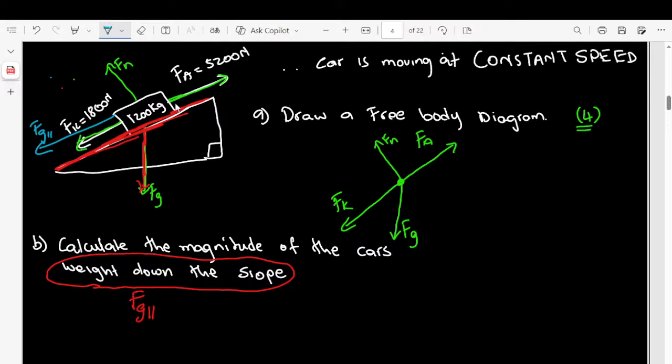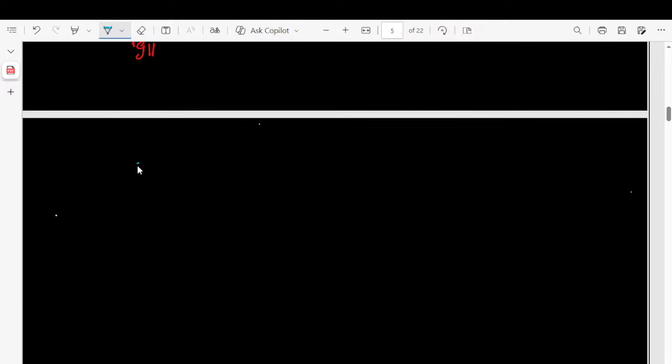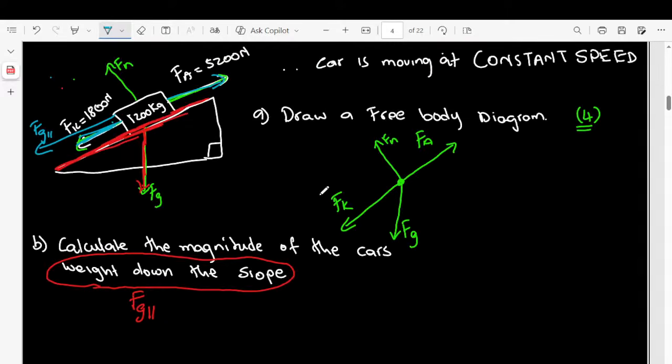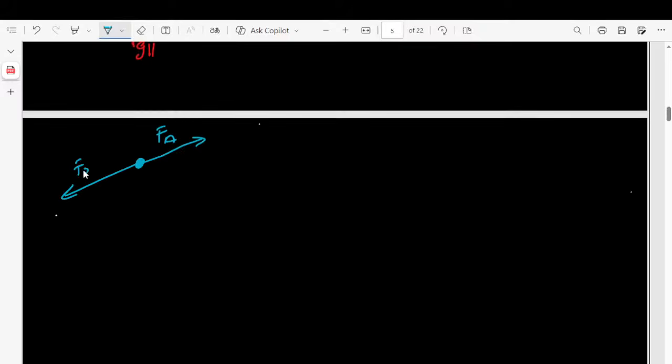How many forces are parallel to the surface? We have 3 forces. I think everyone can see that. So I'm going to draw a free body diagram indicating those forces. We have a force that is going up, which was F applied. Then we have FG parallel. Then we have the frictional force, which is my FK. Guys, listen. When they ask you for a certain force, make sure that you draw a free body diagram.